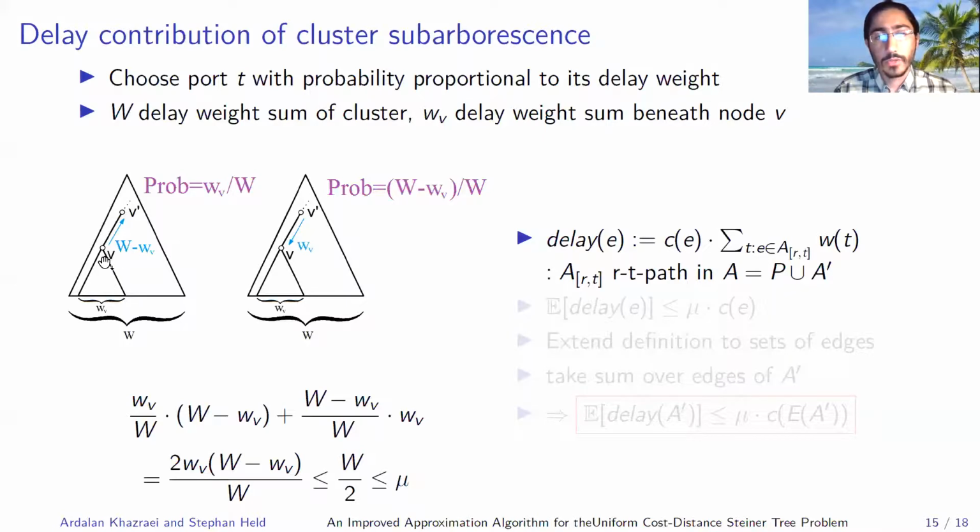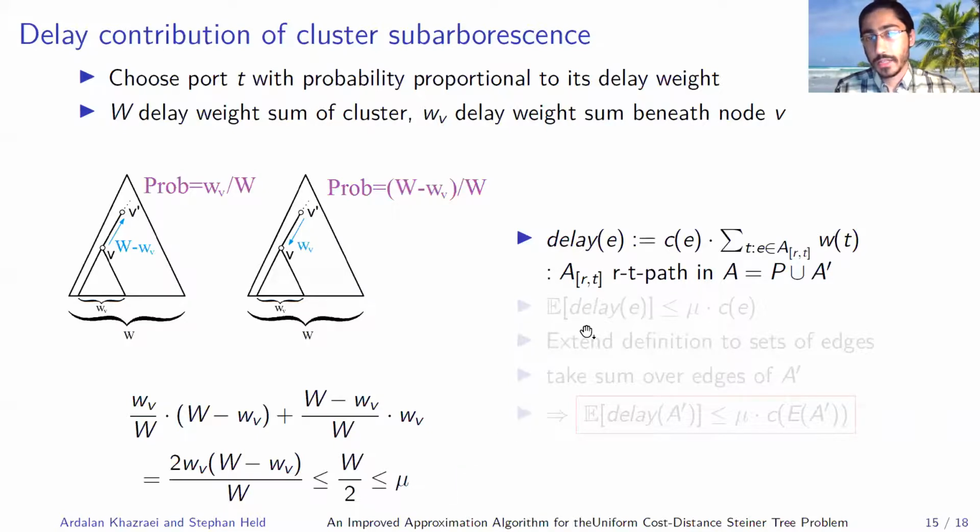And the sum of delay weights of all terminals using the incoming edge to vertex V on their shortest path from the root will be capital W minus W sub V. And with probability 1 minus that, the sum of delay weights of all terminals using the incoming edge to V on their shortest path from the root to themselves will be just W sub V, because the port was chosen from outside the subarborescence rooted at V. So if we define the contribution to the delay term of the objective function of edge E as its cost multiplied by the sum of delay weights of all terminals using that edge, we have computed the expected value of this sum of delay weights here, which is at most mu.